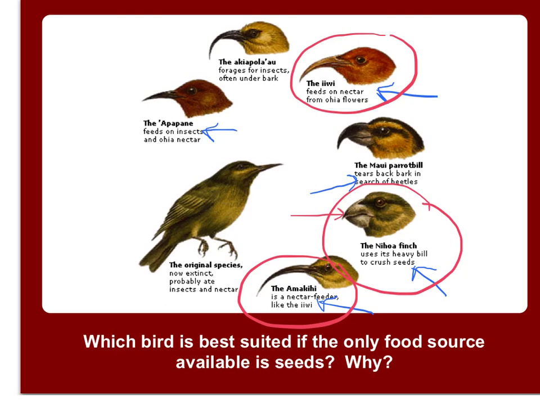And so if the resources that were available but limited were only seeds, then the Nahoa finch would be best suited to acquire those resources. It would be, in this game of musical chairs, the winner of the game.